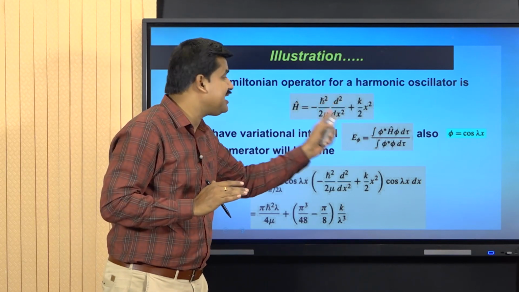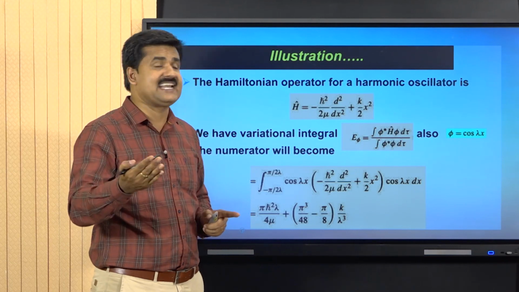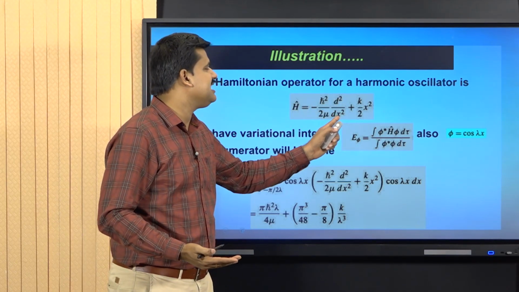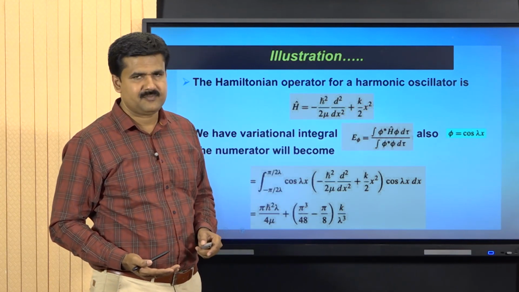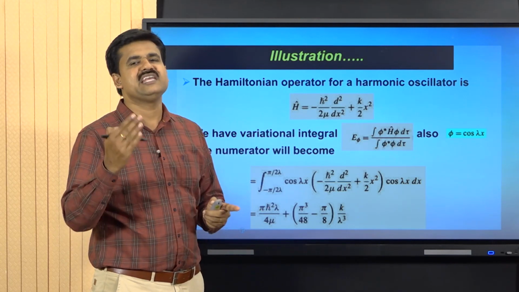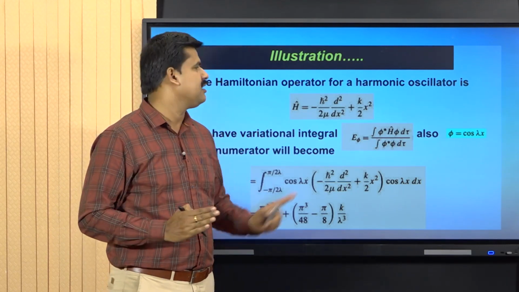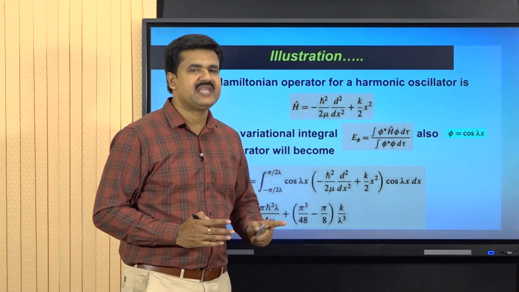That's why d square by dx square. If it executes simple harmonic oscillation along the y direction, d square by dy square will be the term, and x should also be replaced by y. So we are considering a 1D SHO along the x-axis, and the Hamiltonian of the system is minus h cross square by 2 mu d square by dx square plus k by 2 x square.